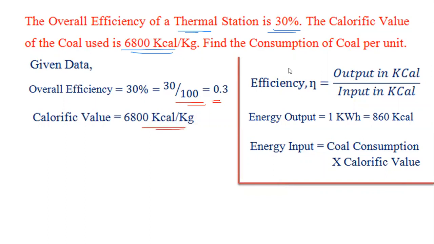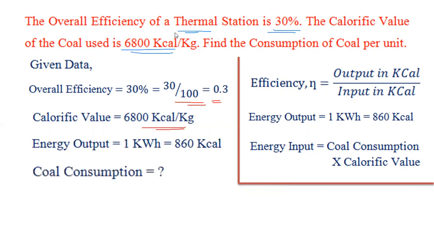Here we want to find out the coal consumption. How much coal is utilized? We already know the energy output, which is 1 kWh. The energy output is 1 kWh, and the constant value is 860 kilocalorie. We want to find out how much coal is utilized.